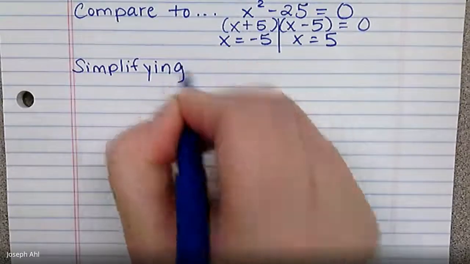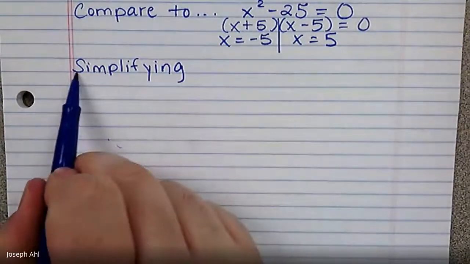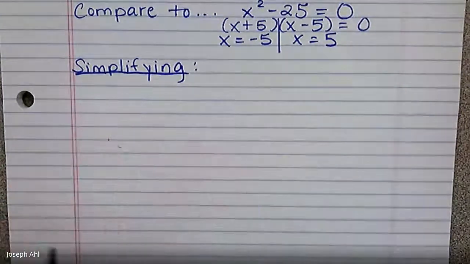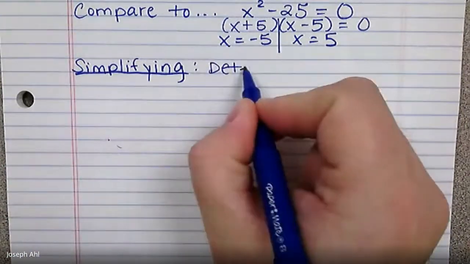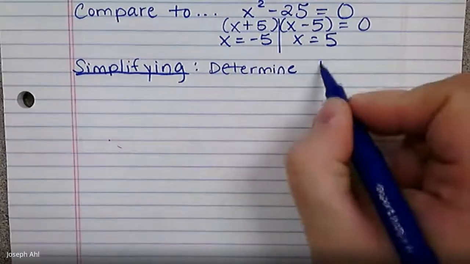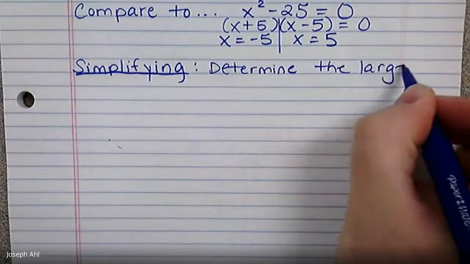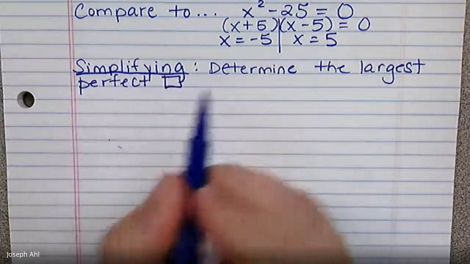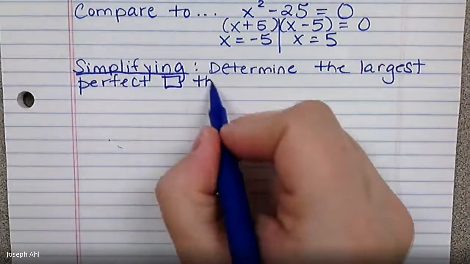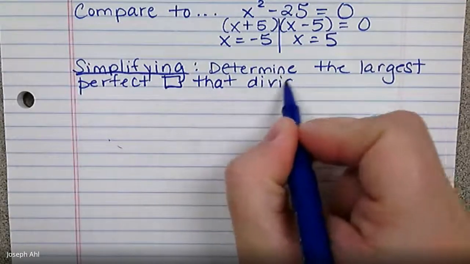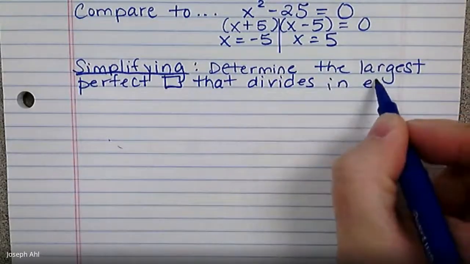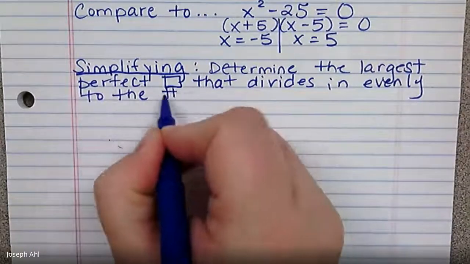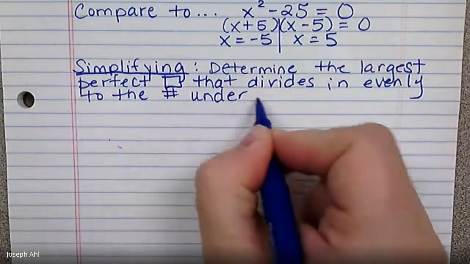So if we're simplifying radicals, just to start, because we're going to build upon that today, and if we're talking about square roots, we want to determine the largest perfect square that divides in evenly to the number under the radical.